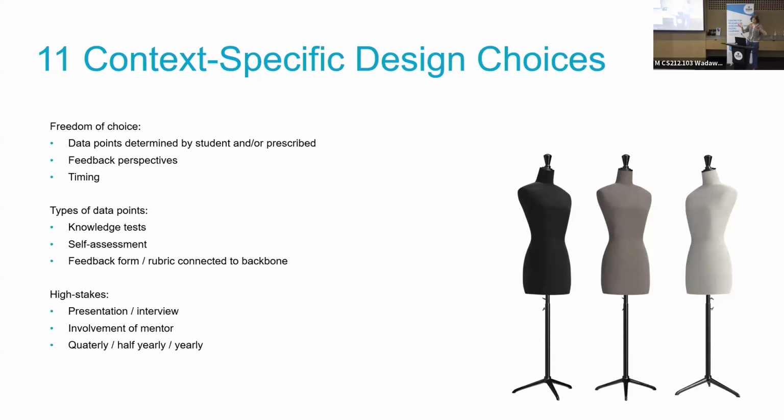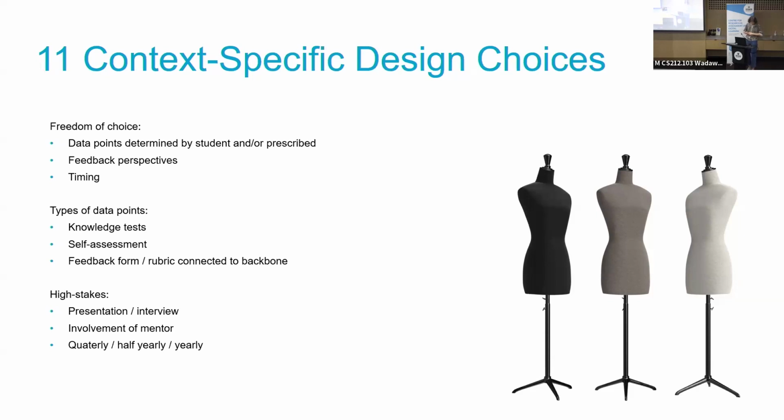There are 3 categories. They differed with regard to how much freedom of choice students got. So can they choose the data points, or does the program lay down what data points students have to gather? The same with regard to feedback perspectives and the timing. So when they could ask for feedback. Is it completely free? Could mean high workload, or really planned, but could not fit the student needs. The types of data points, knowledge tests, whether they are used or not, and high stakes decision making.